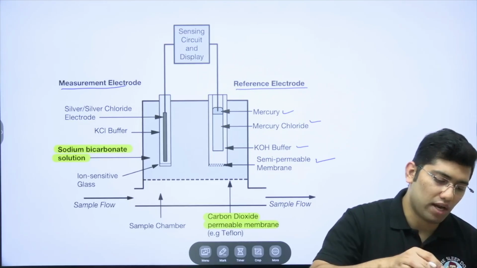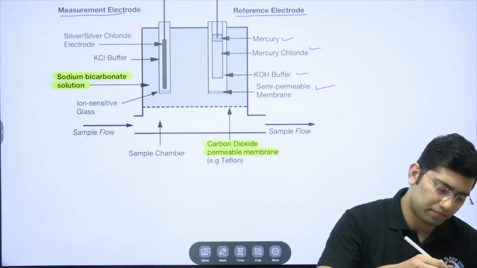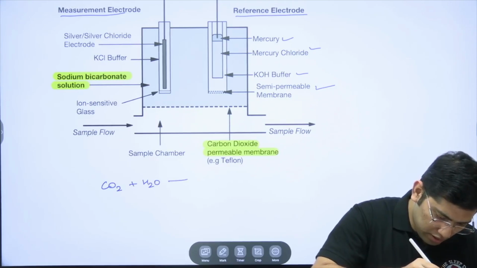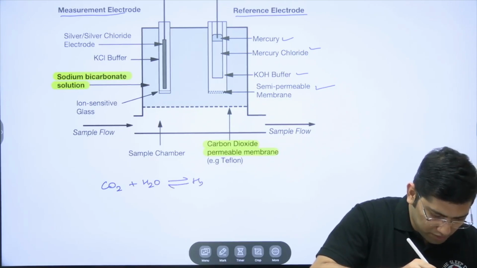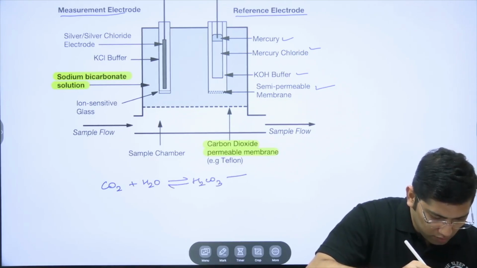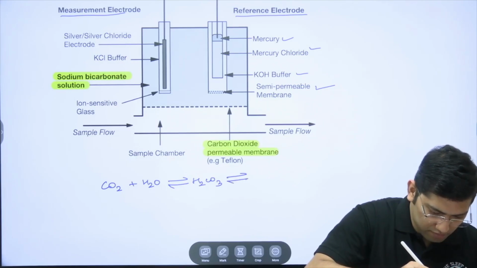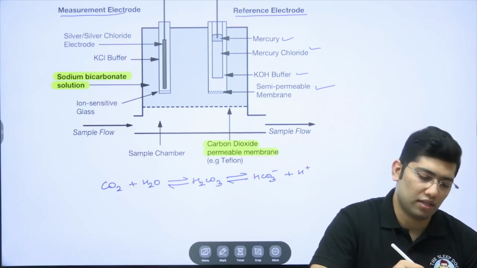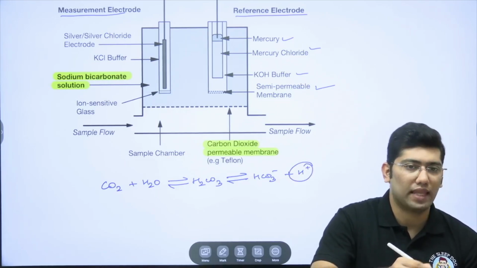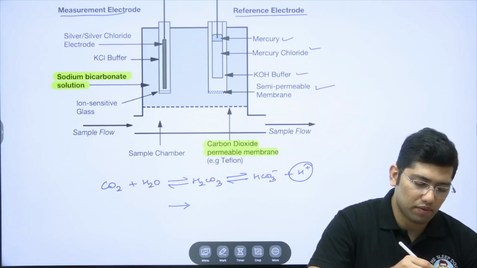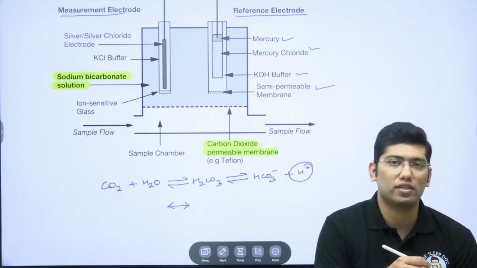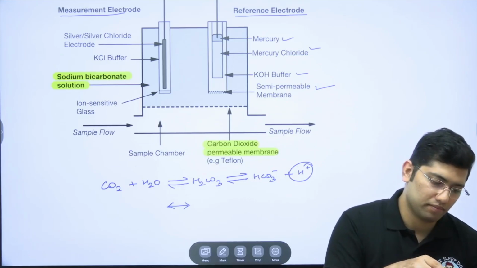Okay. Now what happens when carbon dioxide goes inside? We know carbon dioxide combines with water to form H2CO3, which in turn forms bicarbonate plus H+. So this H+ again causes a potential difference between the electrodes, and hence the measurement of carbon dioxide from the sample can be done.